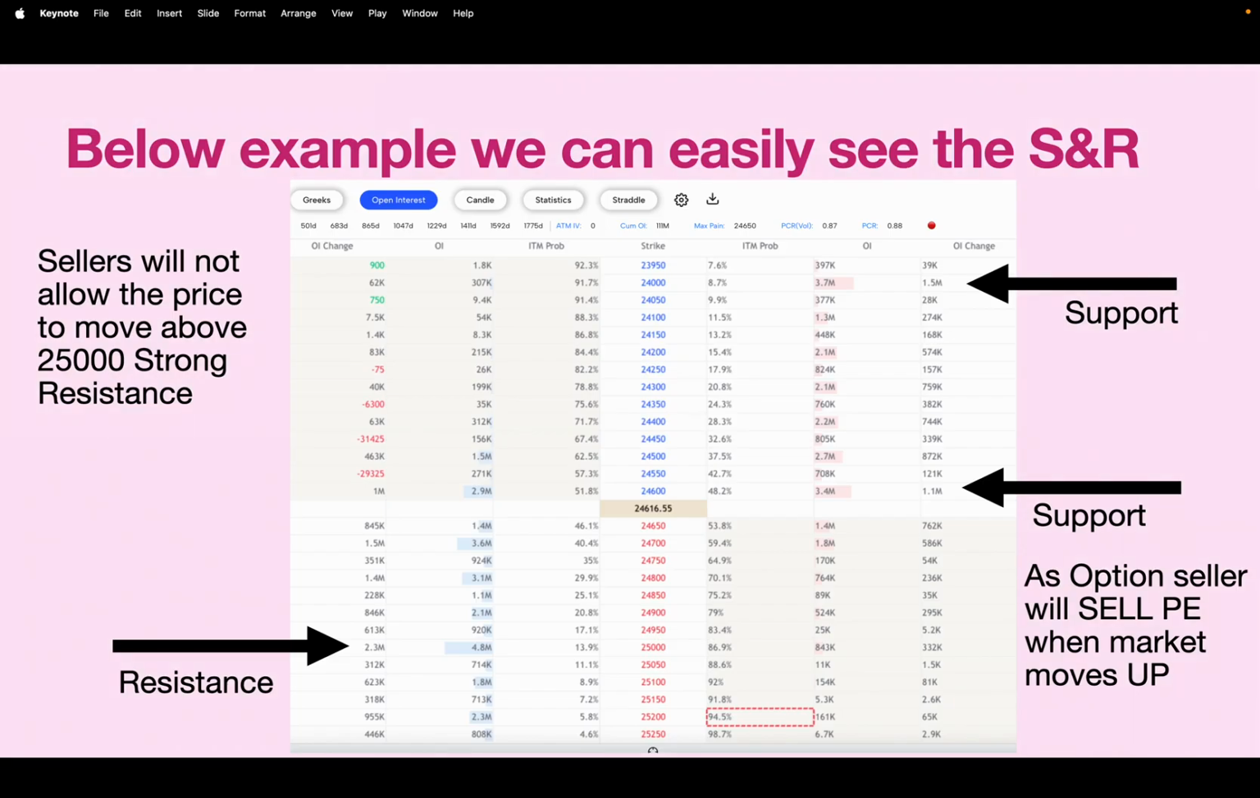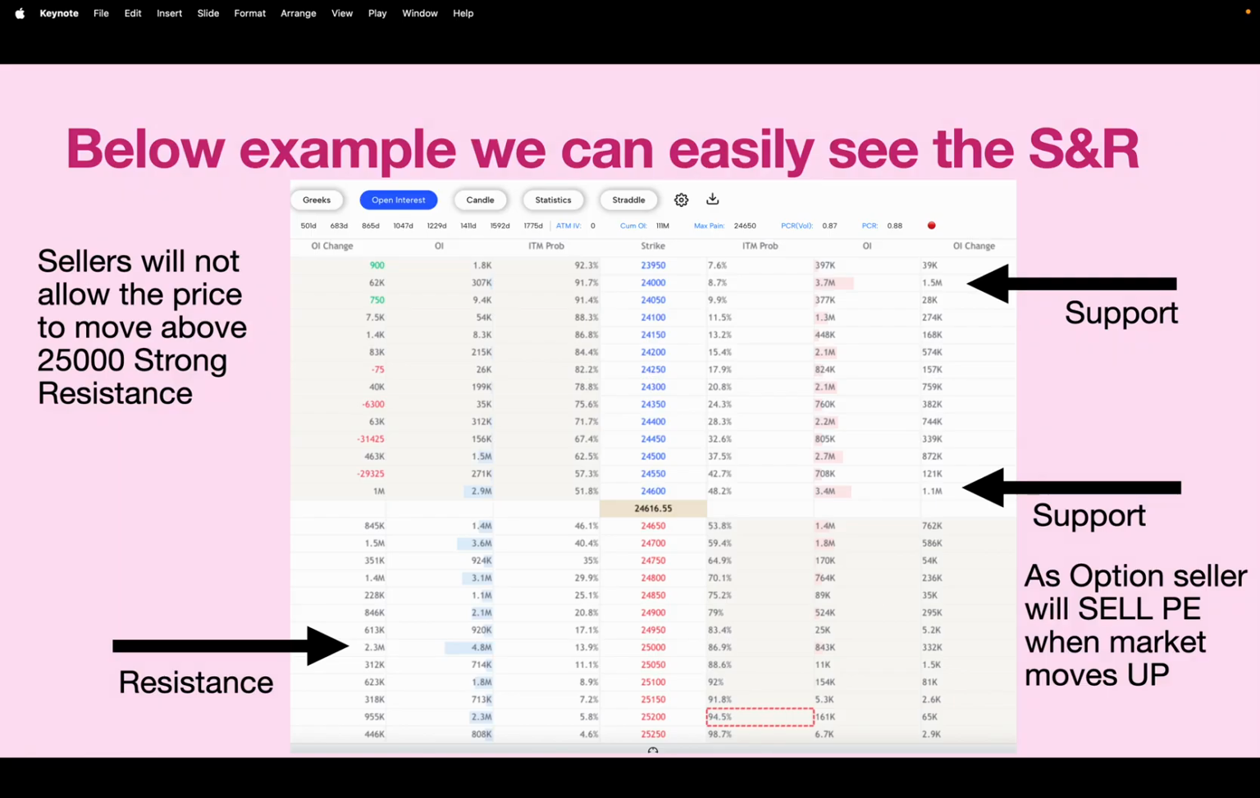So the arrow, you can see it over here. 24,000 will be acting as a strong support to buy any position. When a particular strike price goes up, from 24,000 to 24,250, 350, then the option seller tries to sell that particular quantity in PE. So that's the reason 24,000 is a strong support over there.